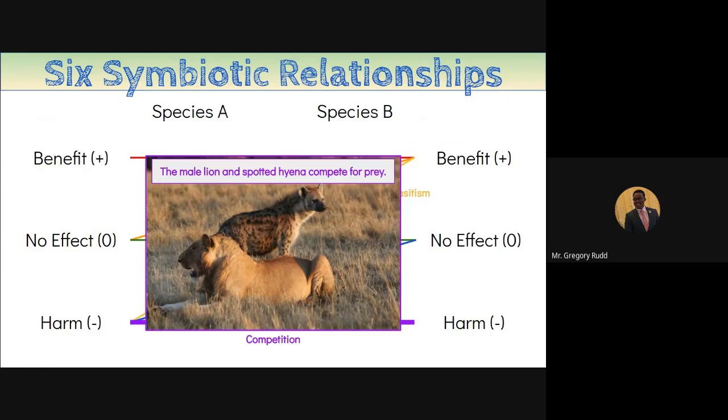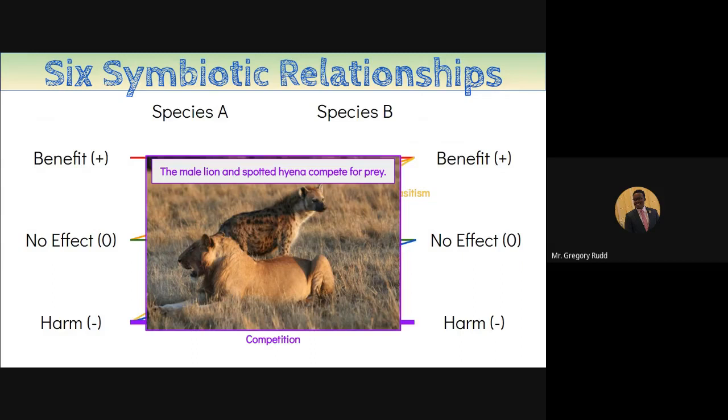Same thing with the lions. If the lions did not exist, the hyenas would not have to compete. They have a larger food source. They'd have more opportunities to catch prey. But instead, they both are harmed because they're competing with one another for the same thing. And of course, there is only a limited amount of food available.